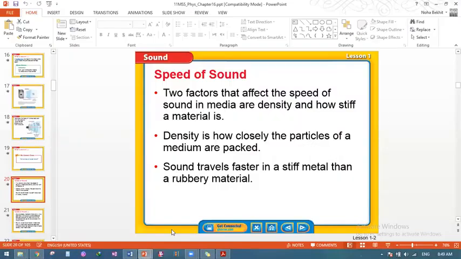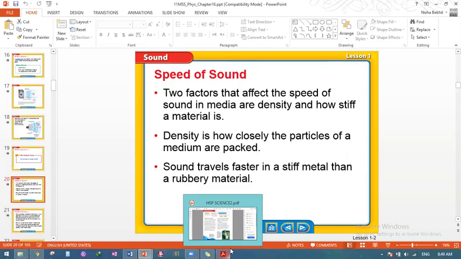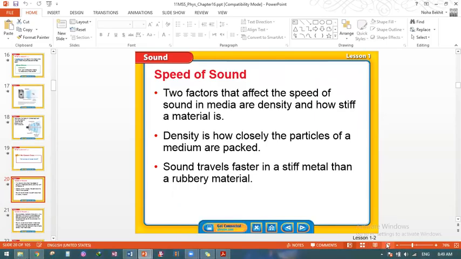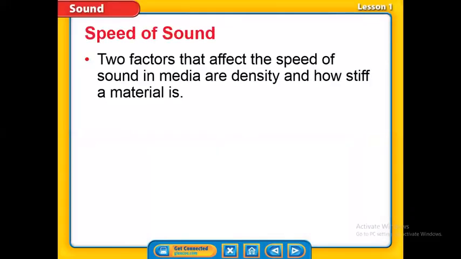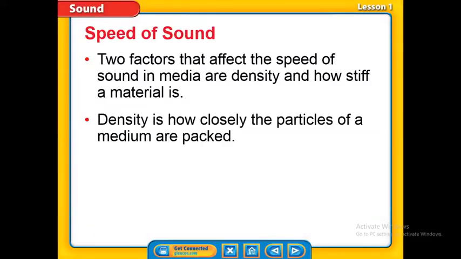If you still have a problem with it, you can tell me. Okay, guys, I hope you don't have any problem understanding this point.